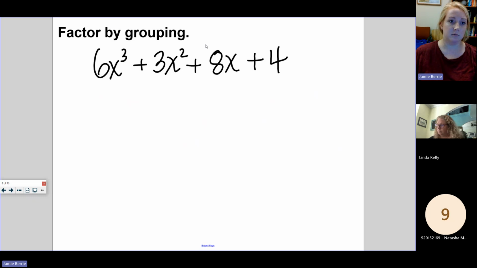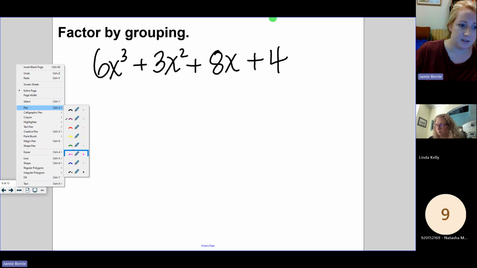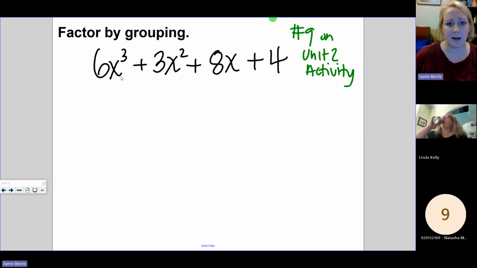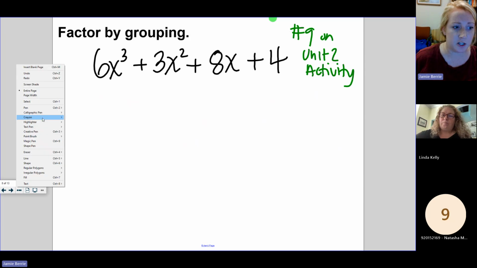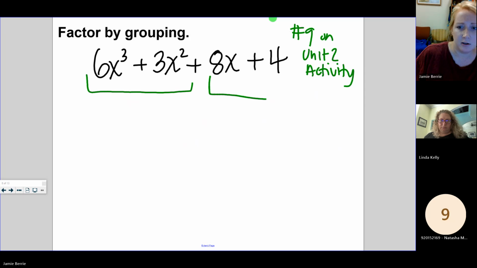Factoring by grouping. You're going to know on the activity because it tells you specifically on number 9. It says hint, use factoring by grouping. So you're going to know when to do this. This is number 9 on the Unit 2 activity. But anytime you see an expression that has 4 terms, that's sort of your clue that you need to do factoring by grouping.